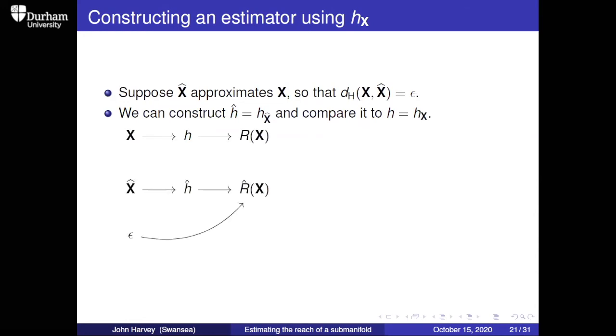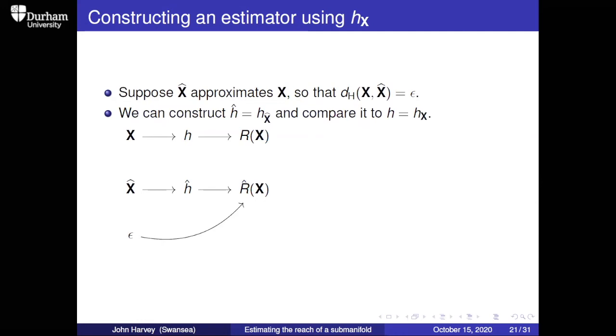So here's the workflow. Submanifold X has a convexity defect function h. From h, I can deduce the reach. Running parallel to that, I've got some x hat, which is epsilon close to x. It has a convexity defect function h hat. If I study h hat, I should be able to get out an estimator r hat for the reach.